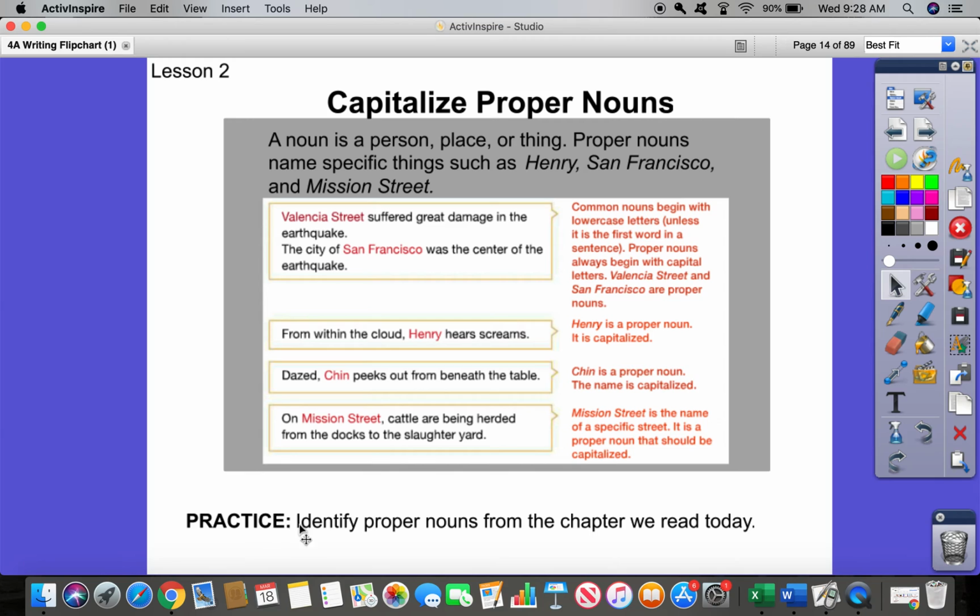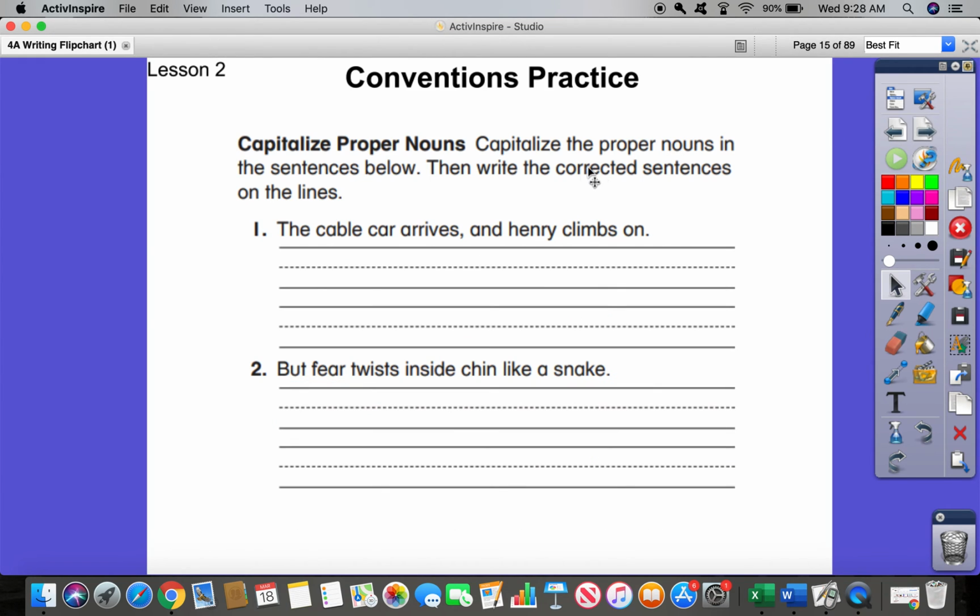So then what you could do to practice is go back through the chapter that you had to read today for your reading class and see if you can identify some proper nouns. So again, this would be specific names, such as the names of people, the name of a city, the name of a street. And then when you're ready, you're going to complete the conventions practice numbers 1 and 2. So you have to capitalize proper nouns. Capitalize the proper nouns in the sentences below, then write the corrected sentences on the lines.